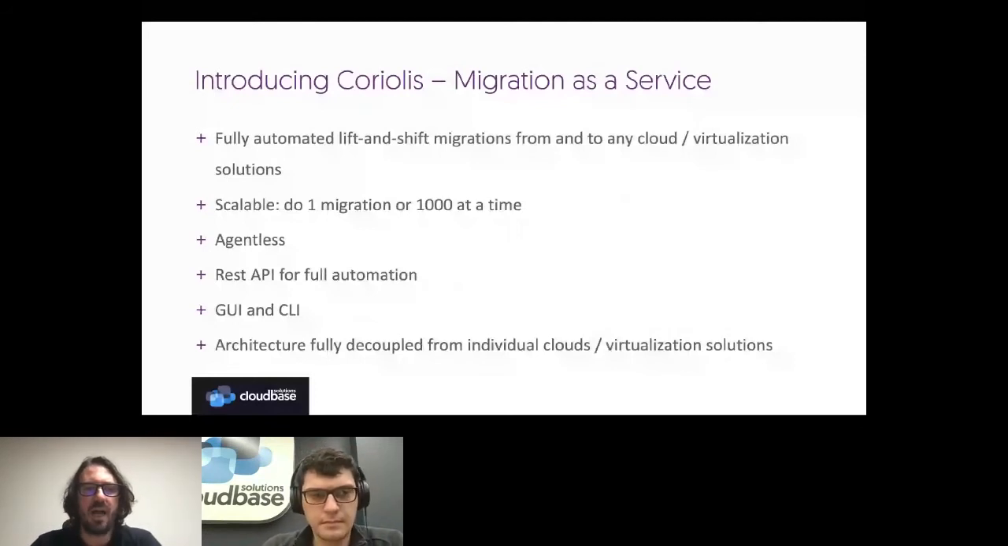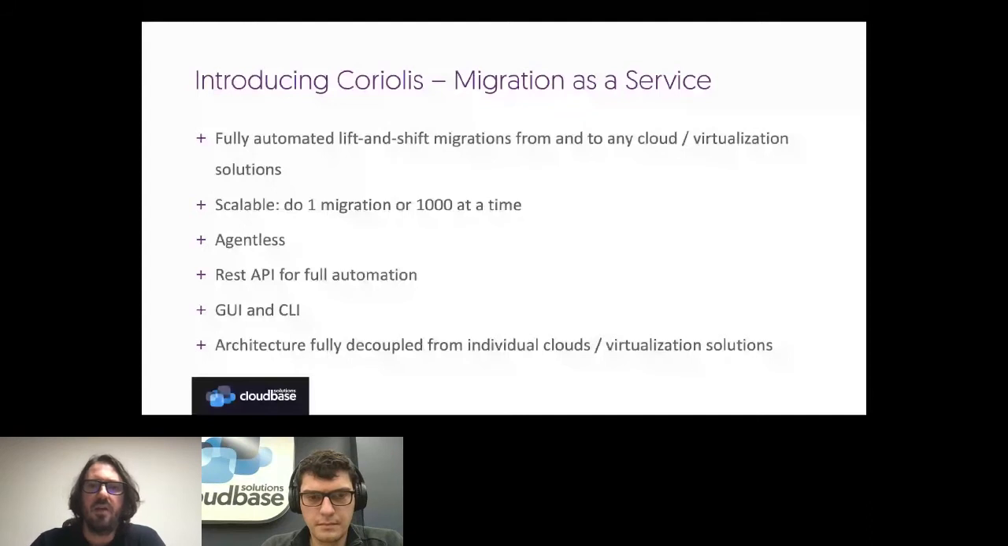It has a REST API for full automation. It has a graphical user interface, a web interface, and a command line one. Both of them sit, of course, in front of the REST API. And very important, the architecture is fully decoupled from individual clouds and virtualization solutions. That means that when we add support for new ones, it's relatively simple, and we don't actually need to touch the core of Coriolis itself.